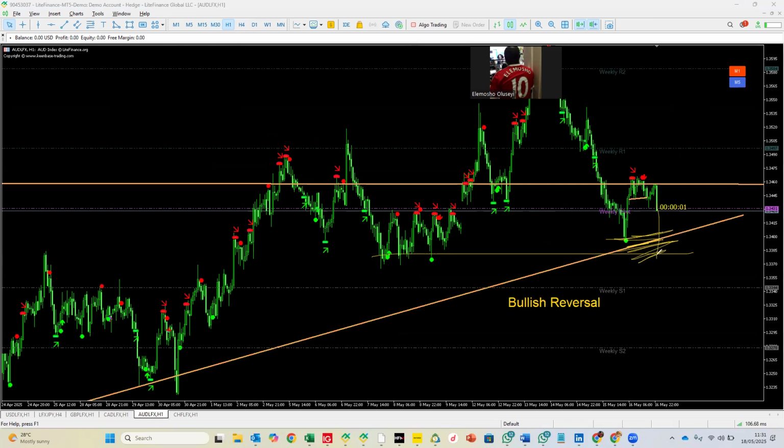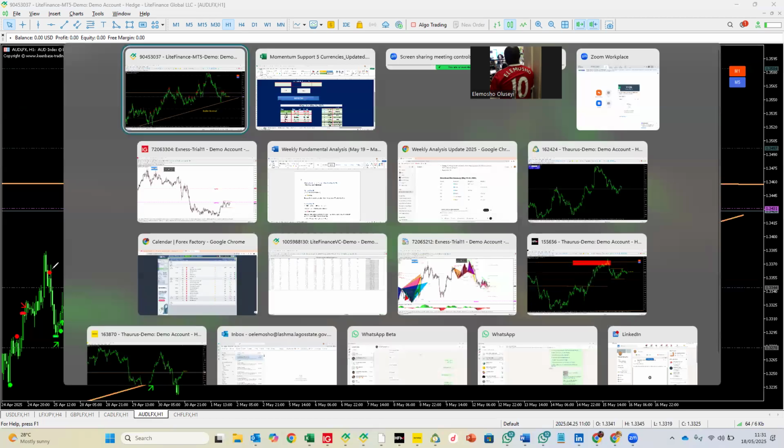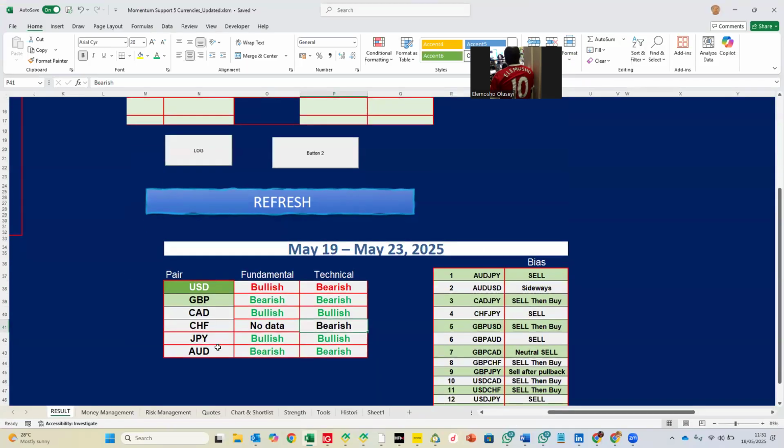So when price gets here, we'll try to see whether it's going to go lower. But if it gets here and slows down, then it means that we want to continue bullish on the AUD currency. So I think for the AUD, fundamentally, yes, bearish, but technically, I would say it's neutral.